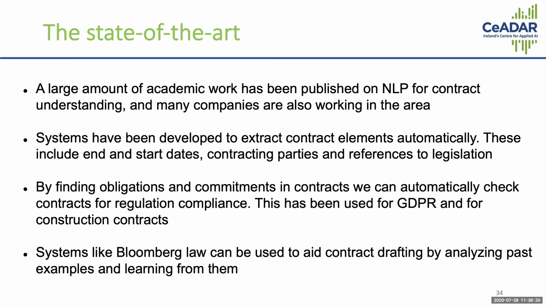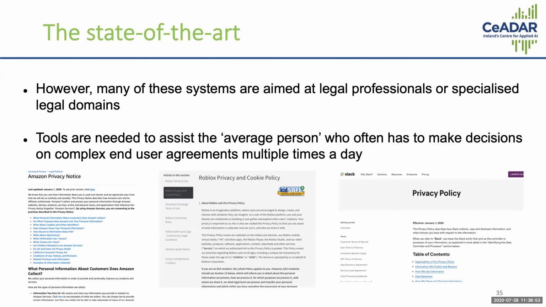Also, by finding obligations and commitments in contracts, there are systems to automatically check for regulation compliance. For example, automatically seeing whether a contract is GDPR compliant, and also for construction contracts, for example. And systems like Bloomberg Law can be used to aid contract drafting. These are designed for legal professionals themselves, analyzing past examples and learning from them and suggesting aspects when drafting new contracts. However, many of these systems are still aimed at legal professionals or specialized legal domains. So they're more like tools within the trade rather than tools for the everyday user.